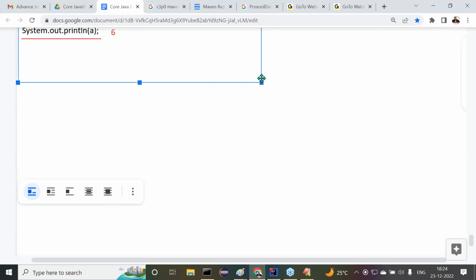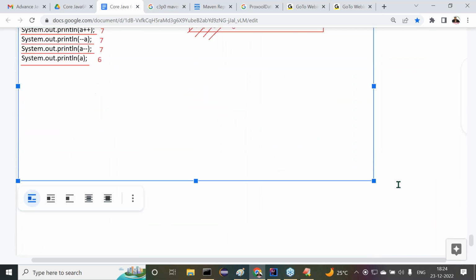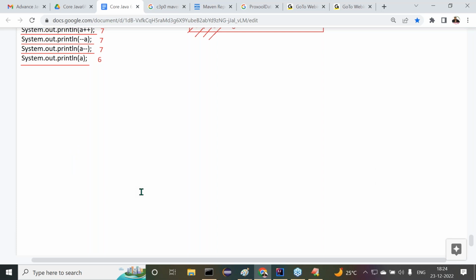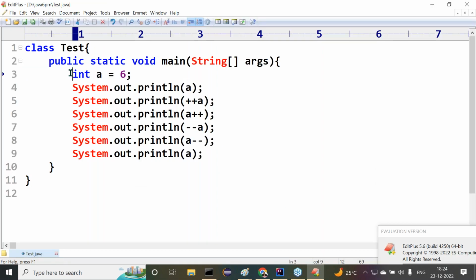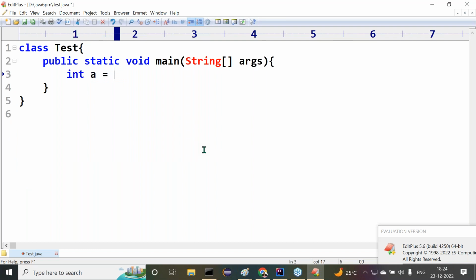Next one, observe carefully. Another example I want to provide, all of you try to take this example and calculate it. int a is equal to 5. System.out.println of ++a + --a.